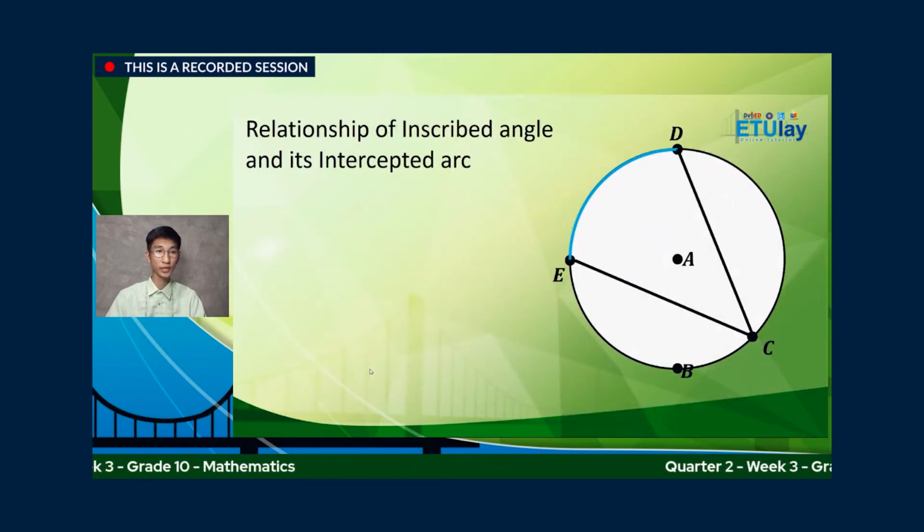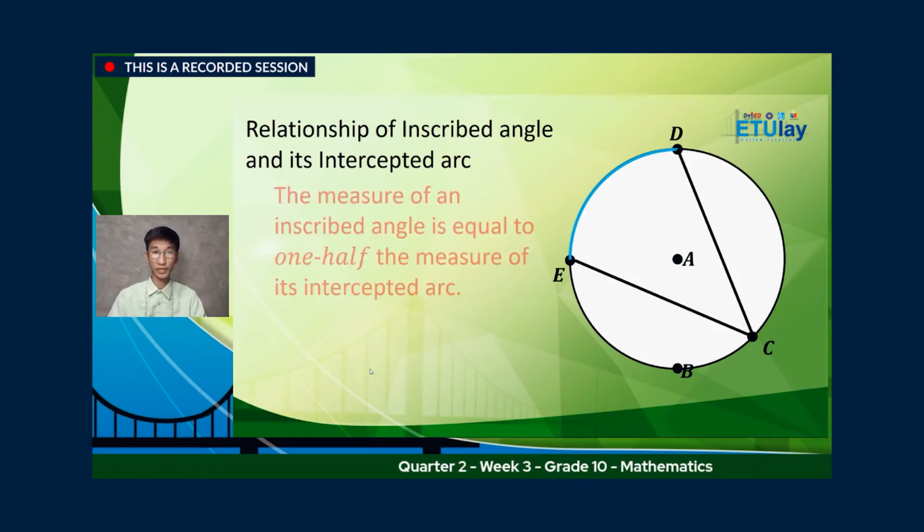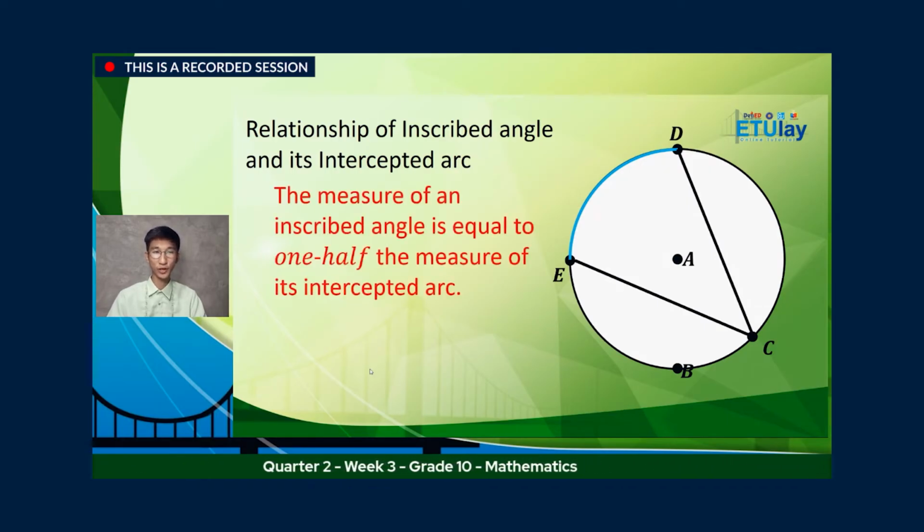So how about the relationship of inscribed angle and its intercepted arc? So may relationship din yan. The measure of an inscribed angle is equal to 1/2 the measure of its intercepted arc.